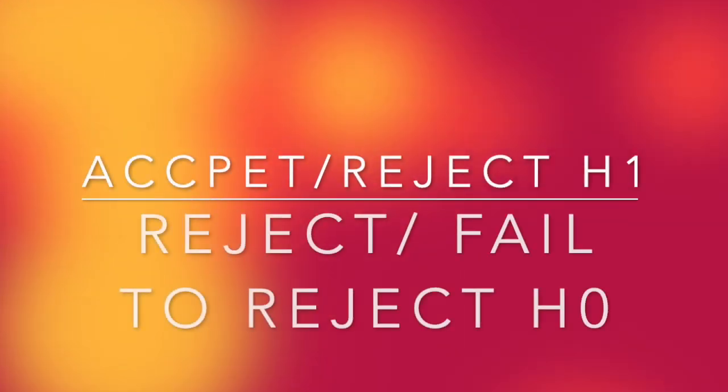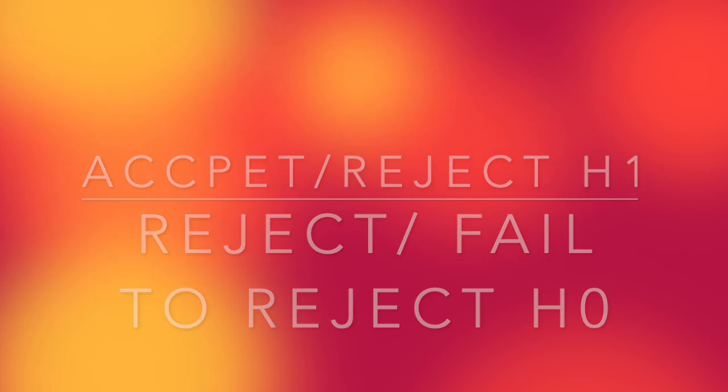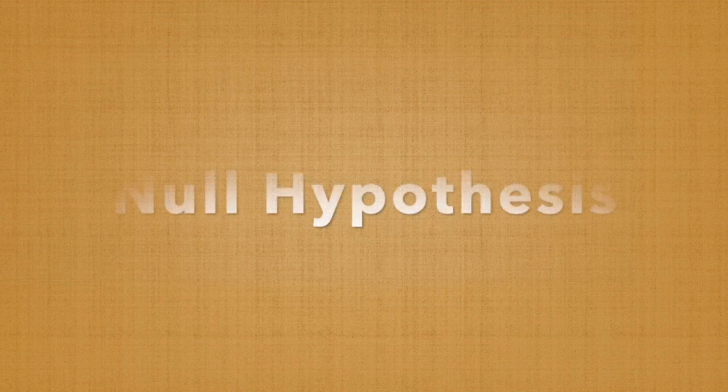There are a few rules when it comes down to accepting, rejecting, or failing to reject both the null hypothesis and the alternative hypothesis. You can accept the alternative hypothesis if there is a change in the population, or reject it if there is no change from the null hypothesis. However, for the null hypothesis, there's a little twist that comes with it. The null hypothesis can never be accepted, only fail to be rejected.